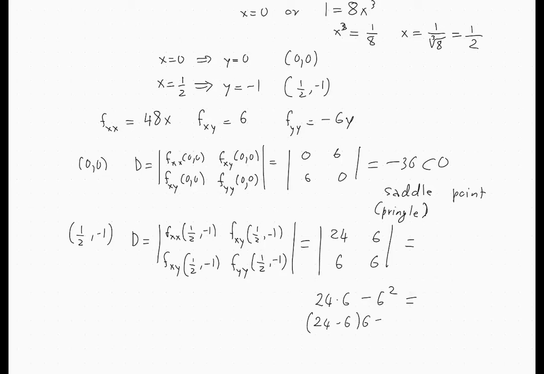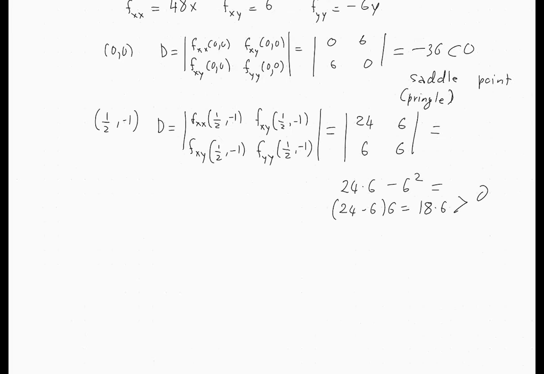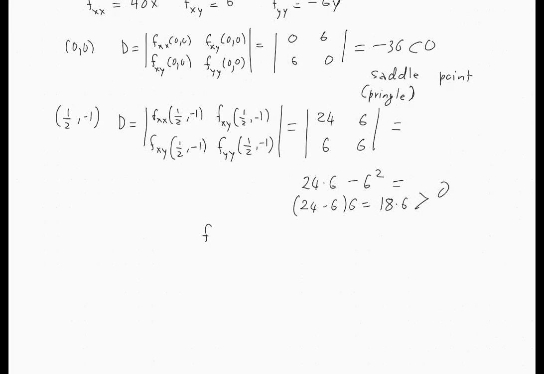Definitely a positive number, which tells us that we have the same behavior along all directions, and we need to sample one direction. So we take f sub xx at the point (1/2, -1), which is equal to 24. This is greater than 0. I remind you that second derivative being greater than 0 tells you you have a concave up function. That's the shape of a smile, and that gives you a local minimum.